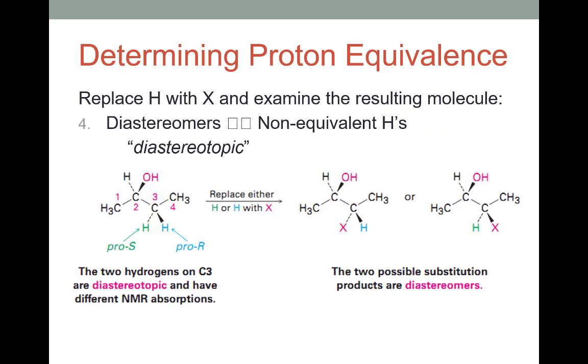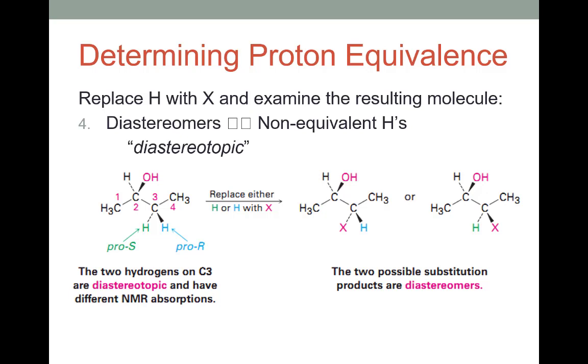Lastly, what if we already had a stereocenter somewhere in the molecule, and then we were generating a second one with our hypothetical test? Now, again, we do the substitution here. If we replace one of them, we will get the S isomer at that location. If we replace the other one, we would get the R isomer at that location. Since we still have one stereocenter that's unchanged, these two molecules would be diastereomers of each other. Technically then, that makes these hydrogens non-equivalent, and the word we would use to describe their relationship is diastereotopic.